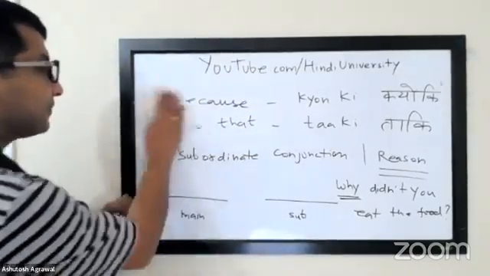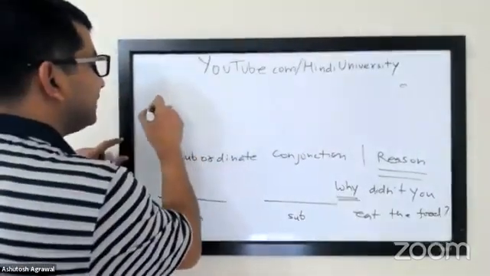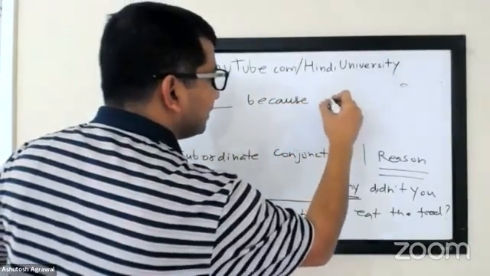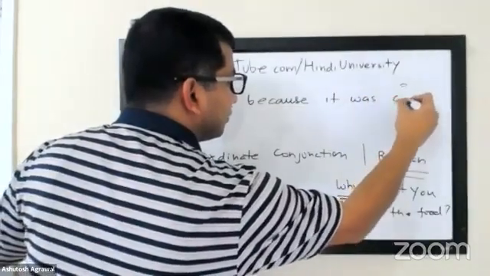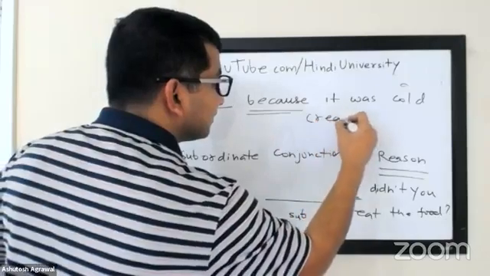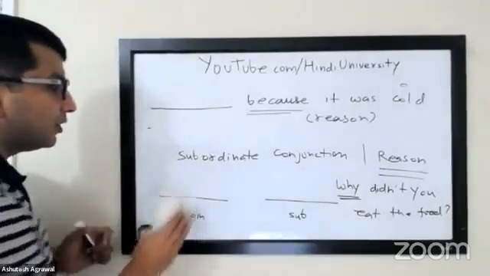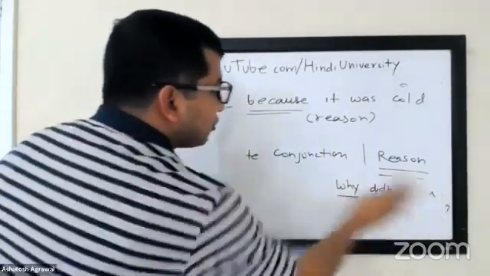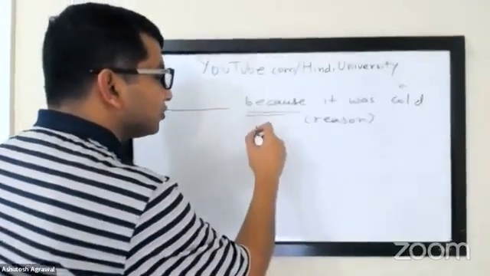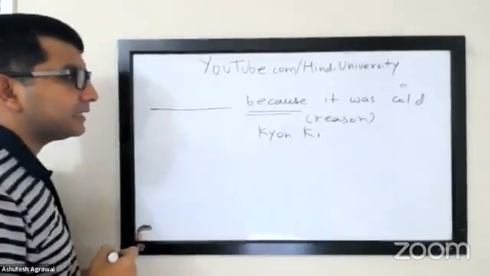So let me erase it. So naturally, either you can say the full sentence, I didn't eat the food because it was cold. What are you doing? You are giving a reason. So when you have a structure like this, you use the conjunction called kyonki. Okay, you use the conjunction called kyonki. How will you answer it in Hindi?